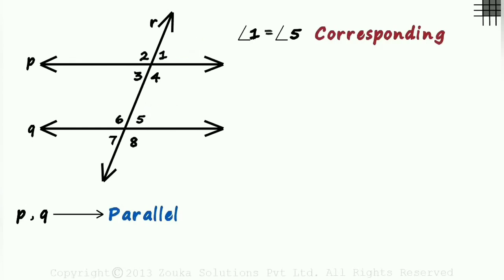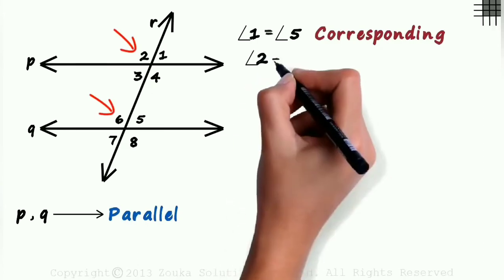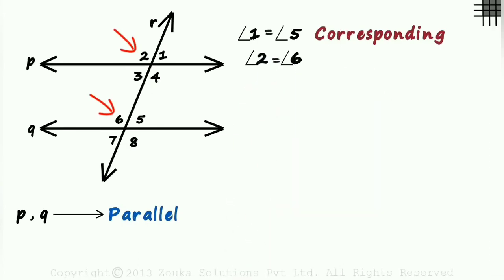We have 3 more pairs of corresponding angles. When a transversal intersects a pair of parallel lines, 4 pairs of corresponding angles are formed. 2 and 6 form a corresponding angles pair, so angle 2 will always equal angle 6. You can even look at the figure and observe that they are equal.